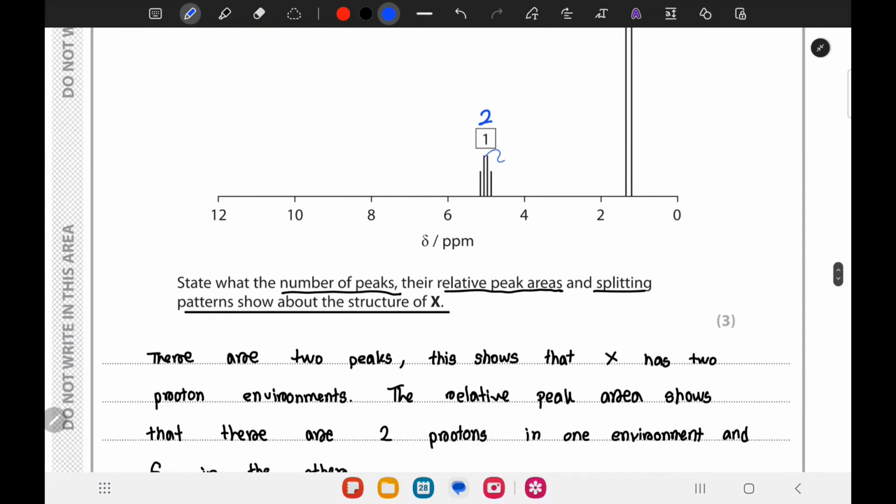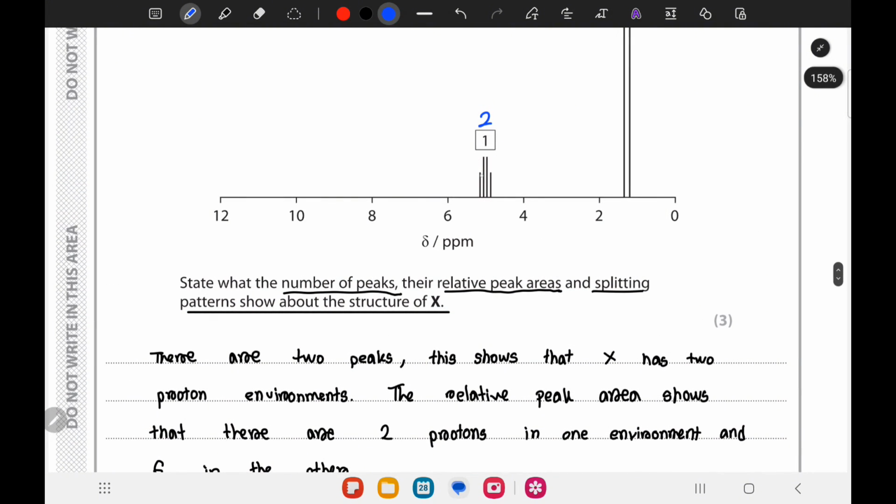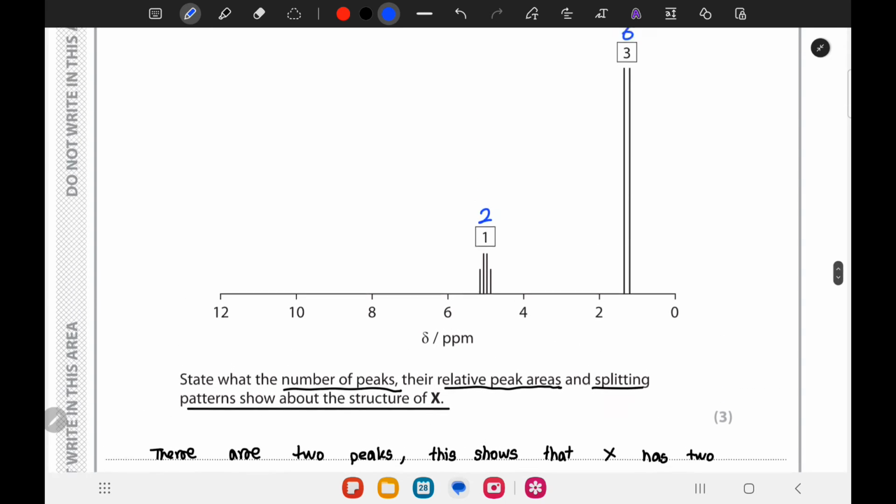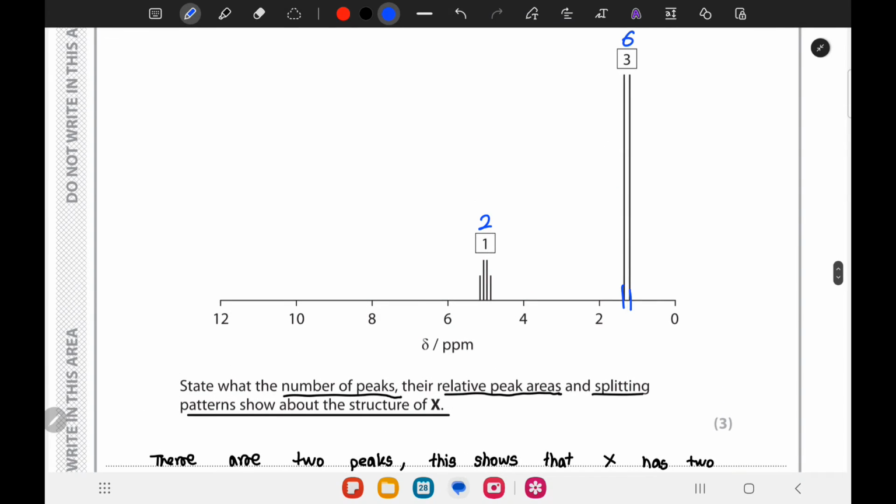Now from the splitting pattern, we see that there is a quartet peak over here. So 4: 1, 2, 3, 4. So this must be next to a 3, so for this proton, the neighboring carbon must have 3 hydrogen.